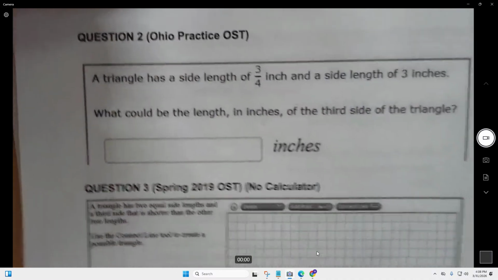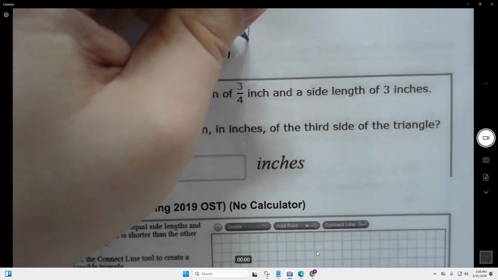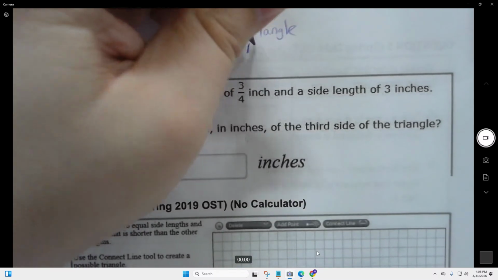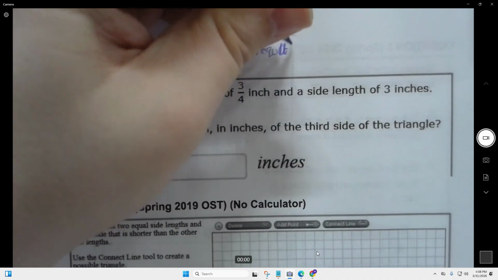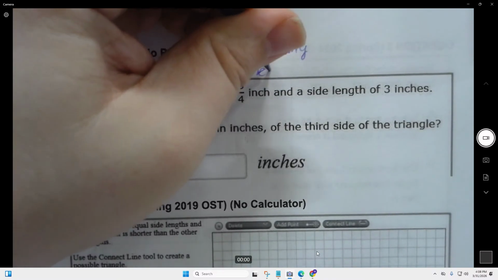Question D. A triangle has a side length of 3/4 of an inch and a side length of 3 inches. What could be the length in inches of the third side of the triangle? This is something you might have learned called the triangle inequality theorem. Ooh, that's not how you spell inequality, Mr. Dietz.